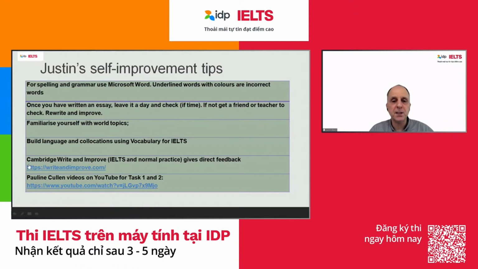If you have time, build up vocabulary: Cambridge Vocab for IELTS. This is a Cambridge website, for IELTS and normal practice. It gives automatic feedback, which is obviously from an algorithm. And some of those Pauline Cullen videos I was talking about, there's a link for that. She mentioned some of the things I'm still learning as I go as well.